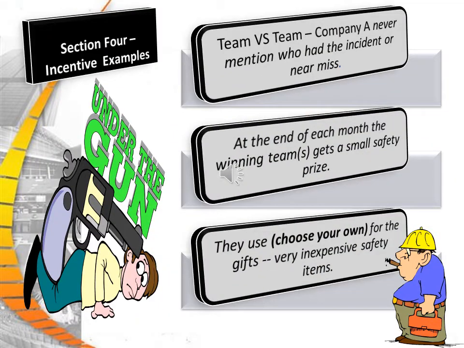Team versus team. Company A never mentioned who had the incident or the near miss. At the end of each month, the winning team gets a small safety prize. They choose their own gifts, very inexpensive safety items.